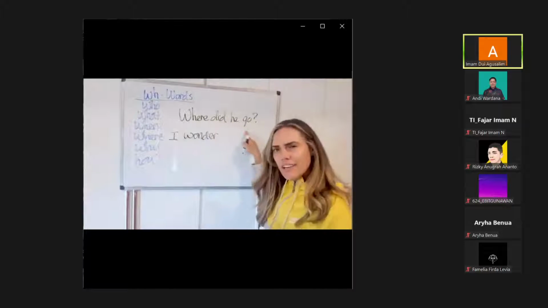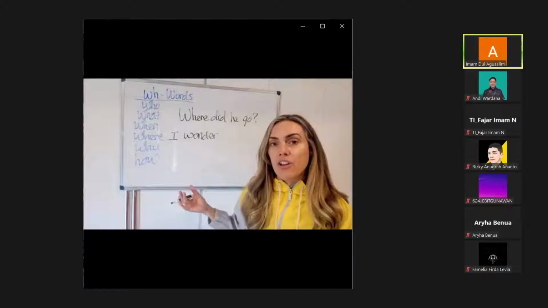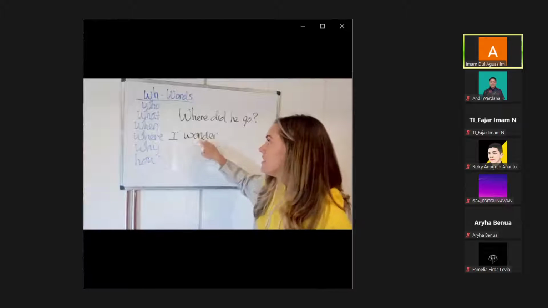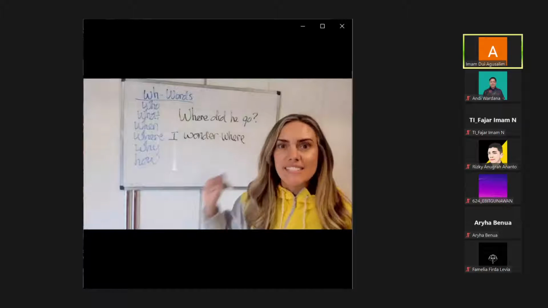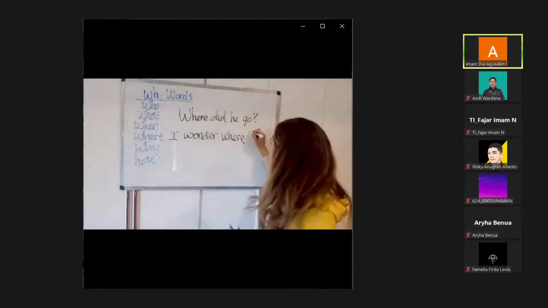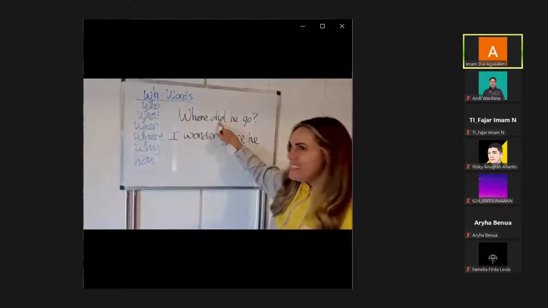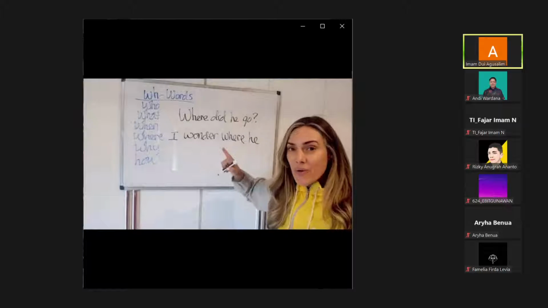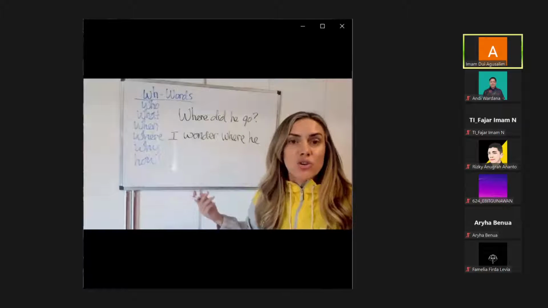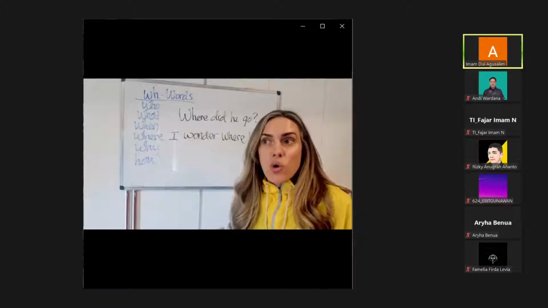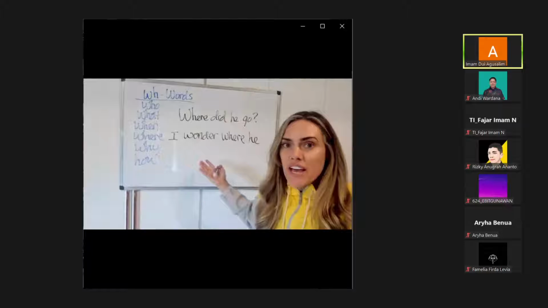Here's one that's a little bit harder. Where did he go? Where did he go? All right, here's our question. We want to turn that into a noun clause. I wonder, question word, where, now we need the subject, he. I wonder where he, what's the verb? Did and go. Now, you do not need to use did in a noun clause. Did is only when we're creating negative sentences or questions. This is not one of those, okay?